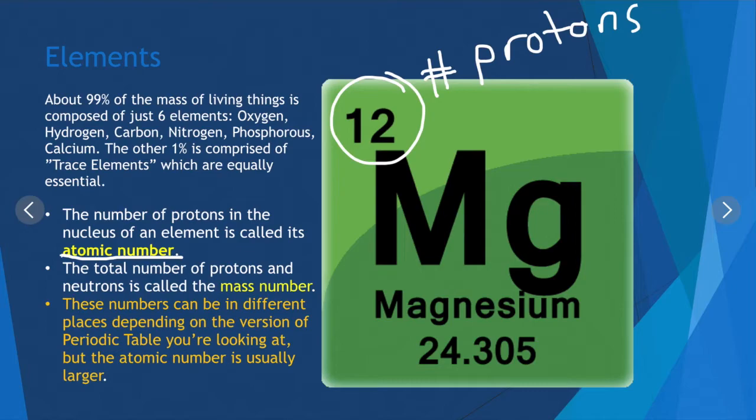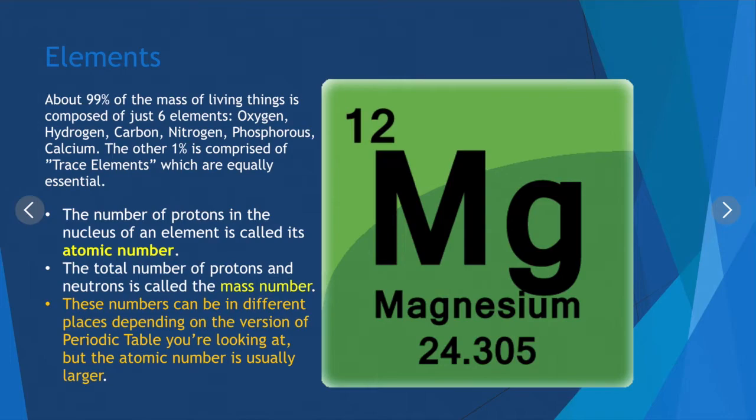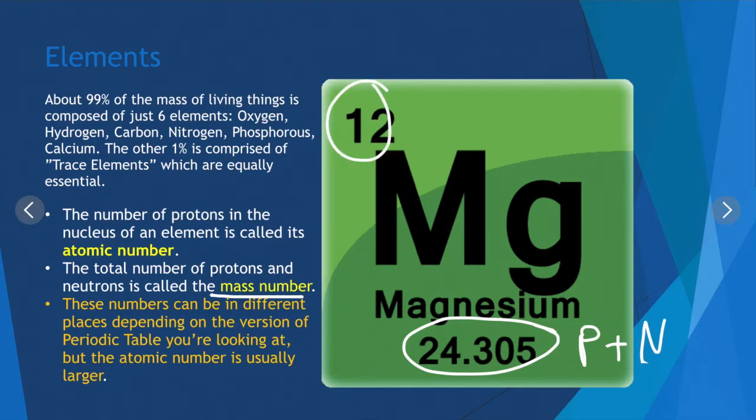Now remember, there should be an equal number of protons, neutrons, and electrons. So if there are 12 protons, there should be 12 neutrons and 12 electrons. There should be 12, 12, and 12. Okay? Now the number here at the bottom, this decimal, 24.305, that is called the mass number. Okay? That's the mass number. The mass number tells us the total number of protons and neutrons. Okay? So if there's 12 protons in magnesium and 12 neutrons, this should just be 24, right?